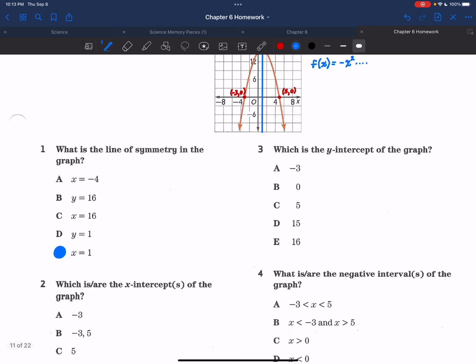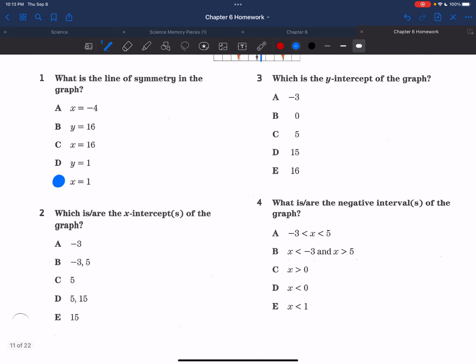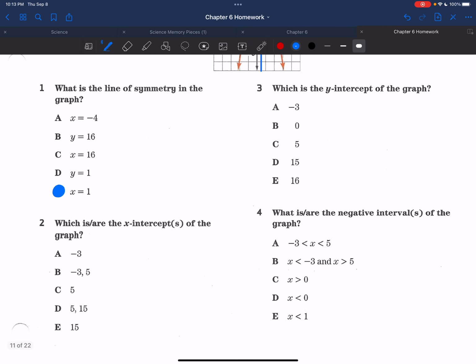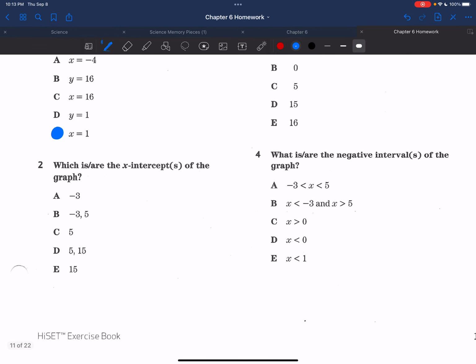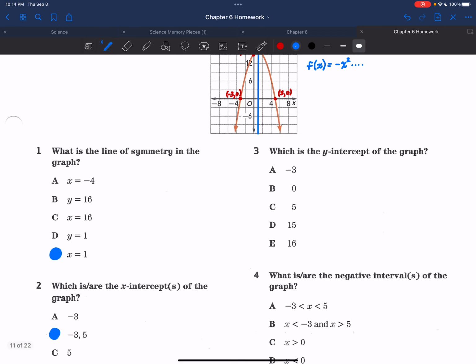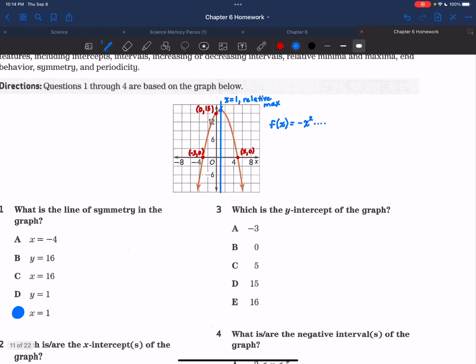Number 2, what is the x-intercept, or what are the x-intercepts of the graph? We have one at -3 and +5. So B is going to be the answer. What is the y-intercept of the graph? That is at 0, 15.